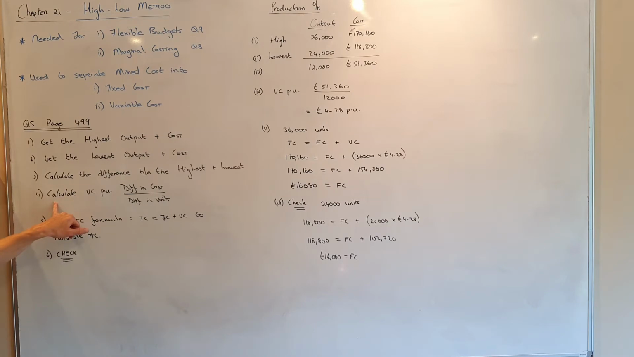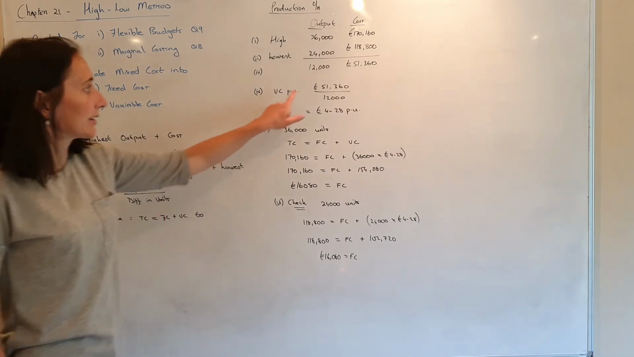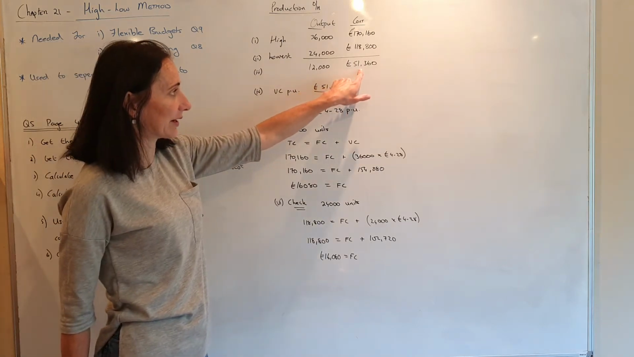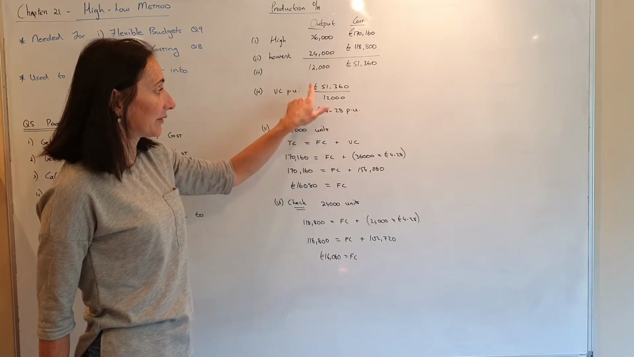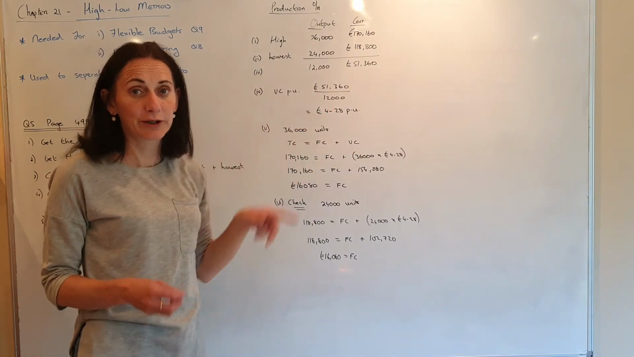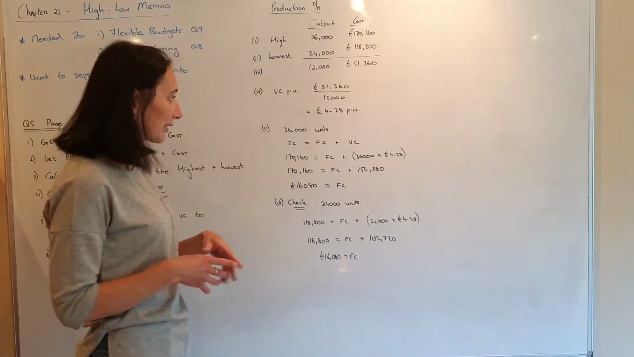And then when you have that done, you can do step 4. You can calculate your variable cost per unit, PU is per unit. And it's the difference in your cost over your difference in your units. So the difference in the cost was 51,360 and the difference in the units was 12,000. If I divide this in, I've worked out my variable cost per unit.